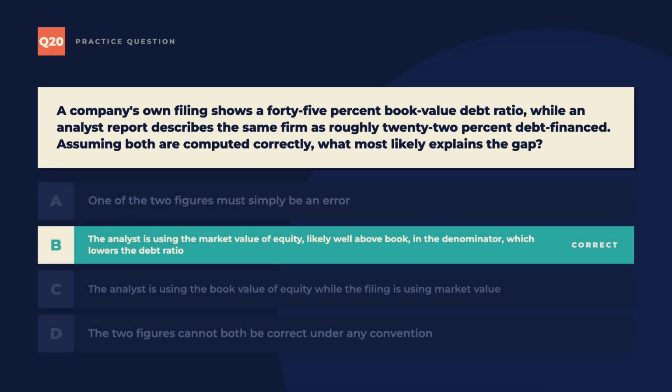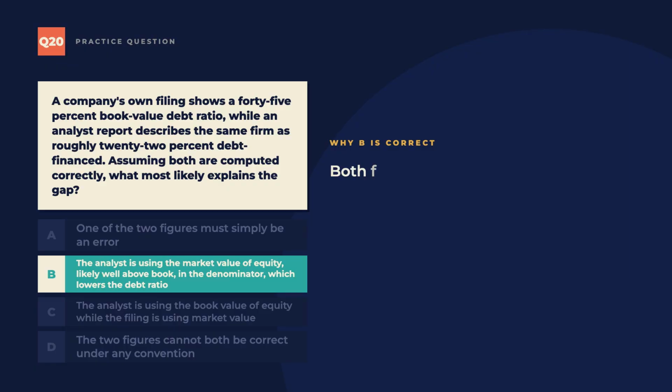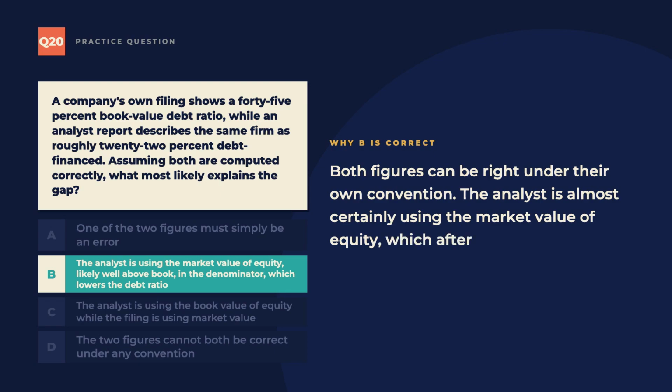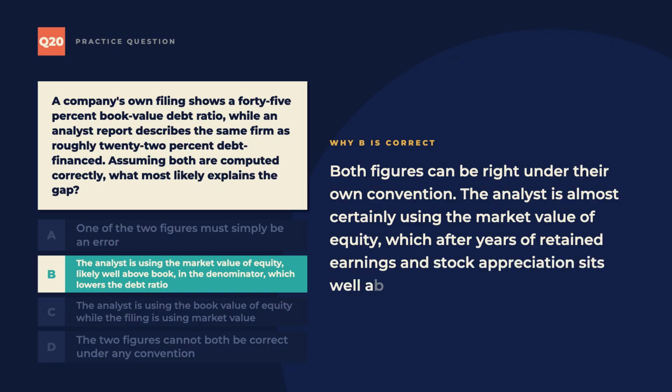The correct answer is B. The analyst is using the market value of equity, likely well above book, in the denominator, which lowers the debt ratio. B is correct because both figures can be right under their own convention. The analyst is almost certainly using the market value of equity, which after years of retained earnings and stock appreciation sits well above book, enlarging the denominator and pulling the market debt ratio below the book ratio.